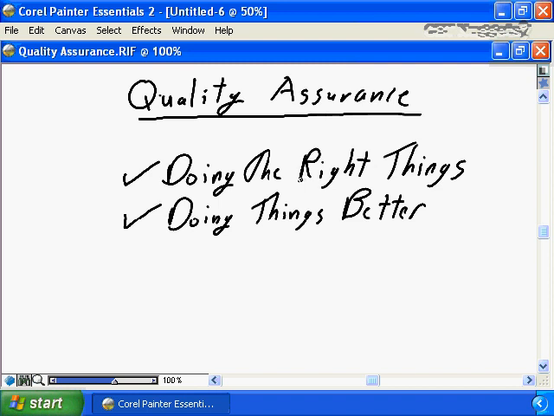So doing the right things. Doing the right things is all about ensuring that the activities defined in your project plan, that the activities defined in your quality management plan are adhered to by all team members for the project. If the project plan says participate in walkthrough, if the quality management plan says at minimum of 5 team members need to participate in each walkthrough, quality assurance ensures that A, the walkthroughs take place as defined in the plan, and B, that the right number of team members participate in the walkthrough.